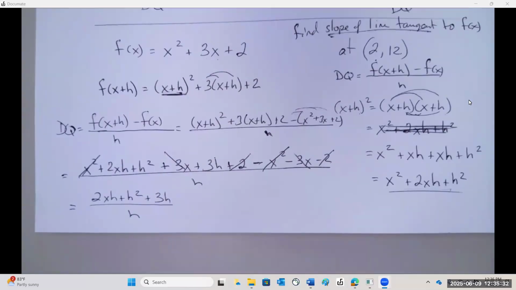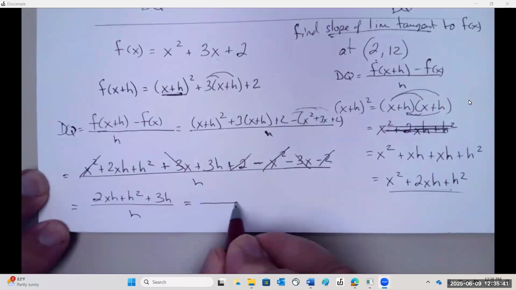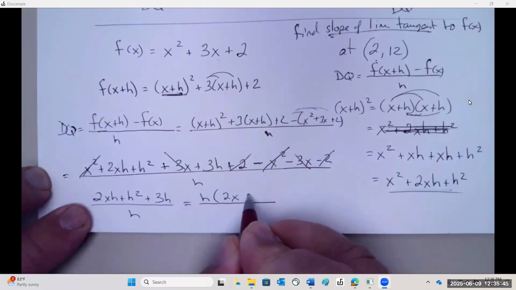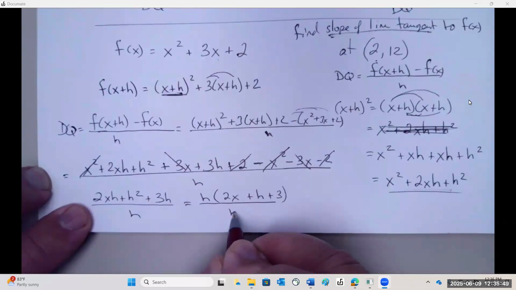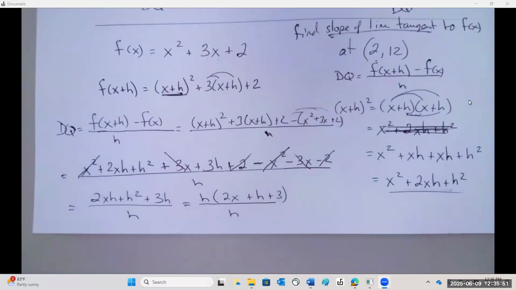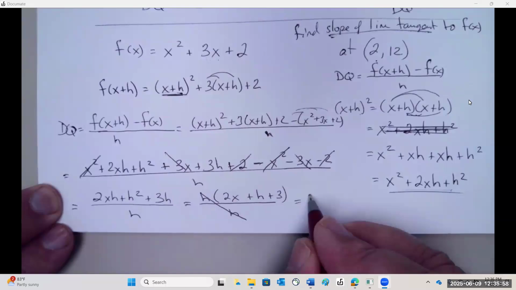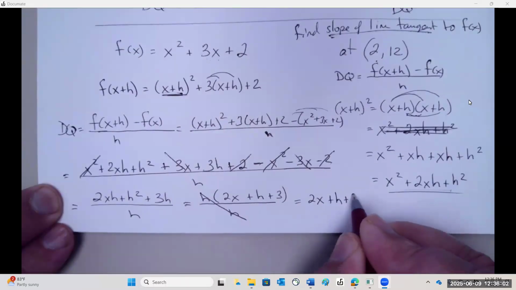So far, so good. Now what do we do on top? Well, I factor out the h. Since they all have h's on the top, I factor out the h, which gives me h times 2x plus h plus 3. Cancel out the h's. So 2x plus h plus 3.